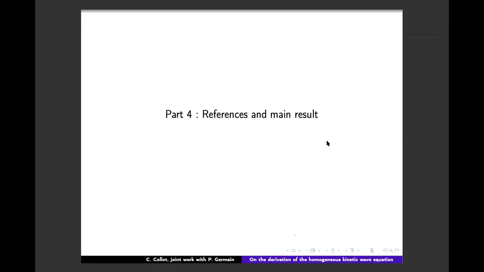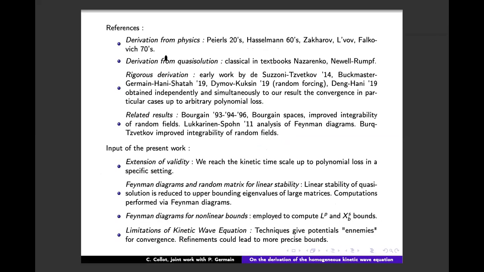So who was working on this problem? In fact, this is a problem which has a long history in physics. The first things go back all the way to the 20s. Peierls was doing some quantum physics, and this was appearing in quantum physics. Hasselmann was doing fluid dynamics. Then the theory was revived by Zakharov, Lvov, and Falkovich, among others.